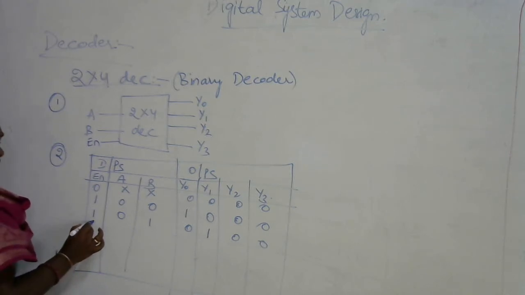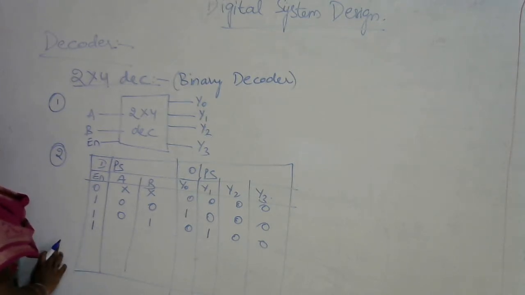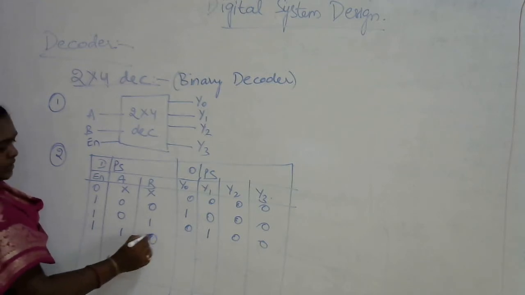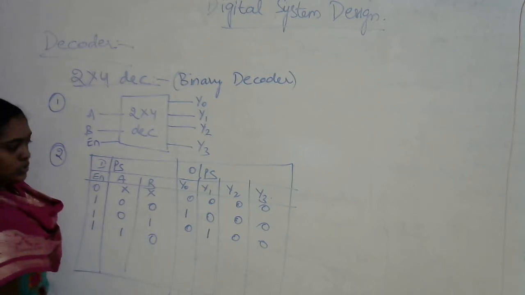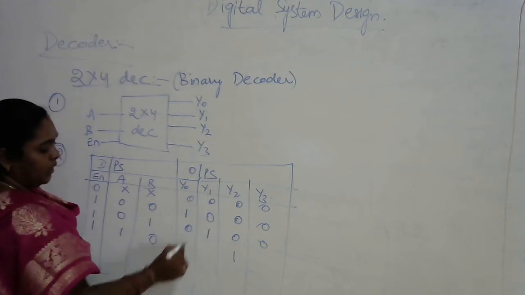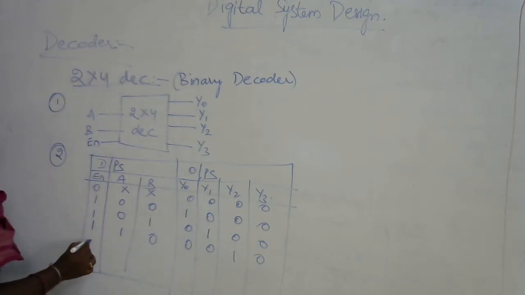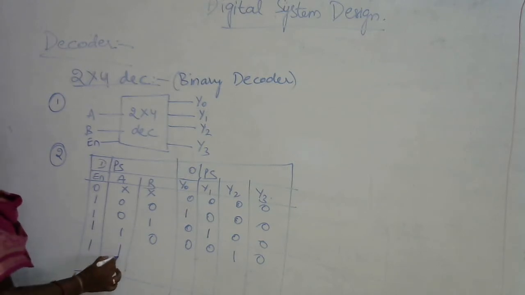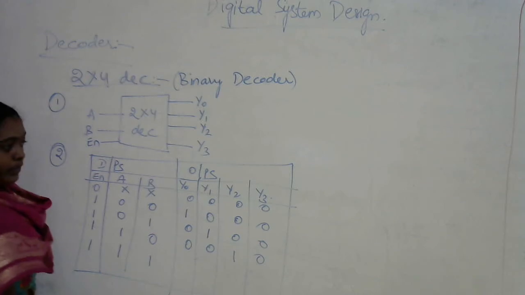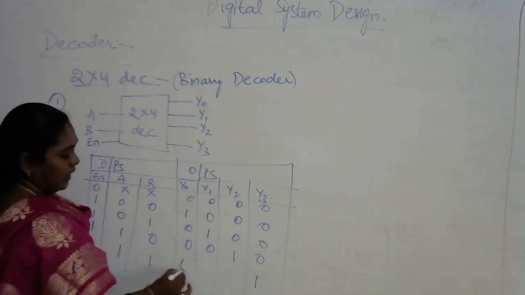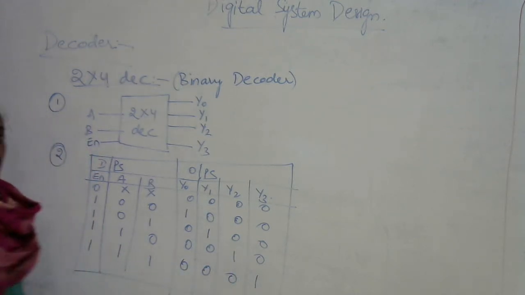Similarly, the next case is enable is 1, A is 1, B is 0. 1 0 is equivalent to 2. So y2 will be equal to 1 and the remaining will be equivalent to zeros. And the last case is enable is 1, A and B values both are 1 and 1. 1 and 1 is equivalent to 3. So y3 will be 1 and all the remaining will be equivalent to zeros. This is how to write down the truth table of a 2 by 4 decoder.